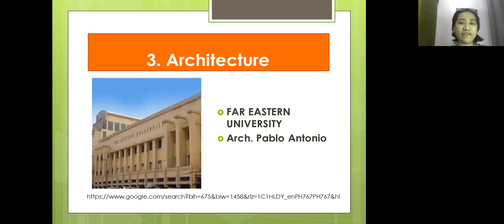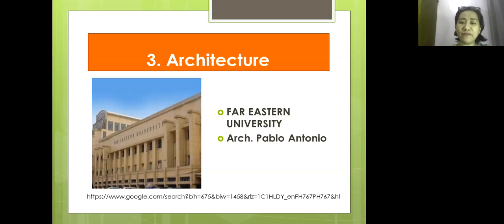And the third one, we have the architectures. A very famous example of this one is the Far Eastern University. Okay, when we say architecture, these are the structures. So we also have architecture of all of the buildings. We have also, for example, the National Museum and all these things.